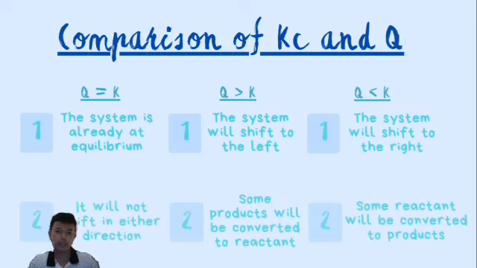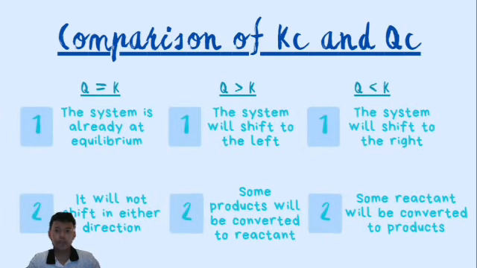For the comparison of Qc and Kc: if Qc equals K, the system is already at equilibrium and it will not shift in either direction. If Q is more than K, the system will shift to the left, and some product will be converted to reactant. If Q is less than K, the system will shift to the right, and some reactant will be converted to products. That's all for me.